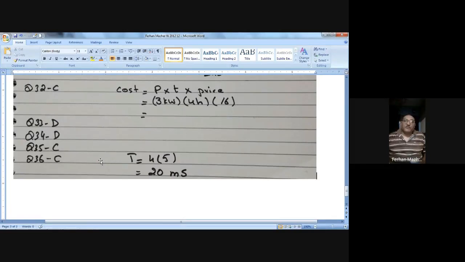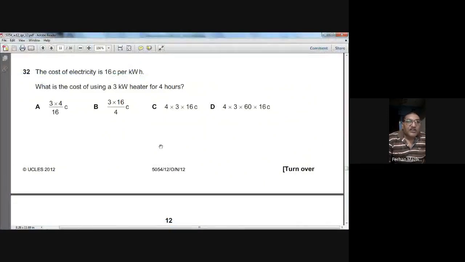The power must be in kilowatts. The time must be in hours. Just multiply 3 kilowatt multiply 4 hour multiply 16. So this option is given in the answer. So 4 into 3 into 16. So C is the answer. You see, C is the correct answer. Okay, so we are moving to the next question.